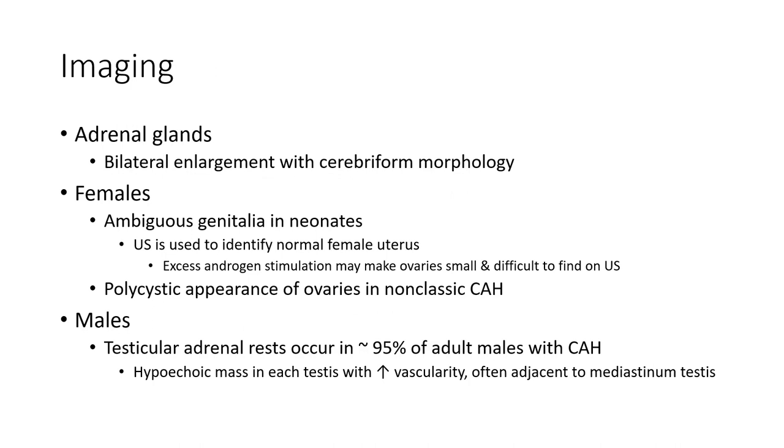Morphology, female, ambiguous genitalia in neonate. Ultrasound is used to identify normal female uterus. Excess androgen stimulation may make ovaries small and difficult to find on ultrasound. Only cystic appearance of the ovary in non-classic CAH.